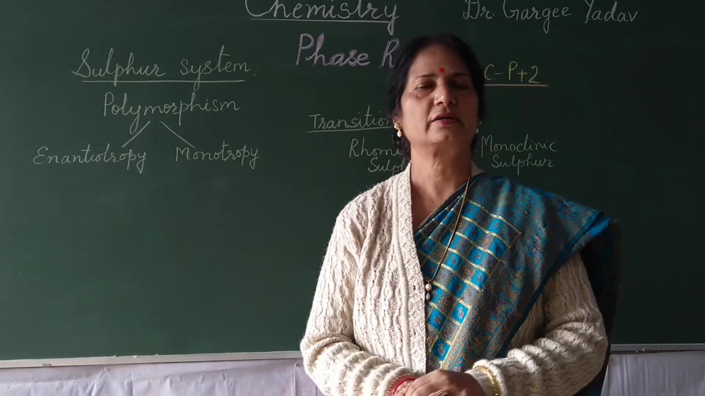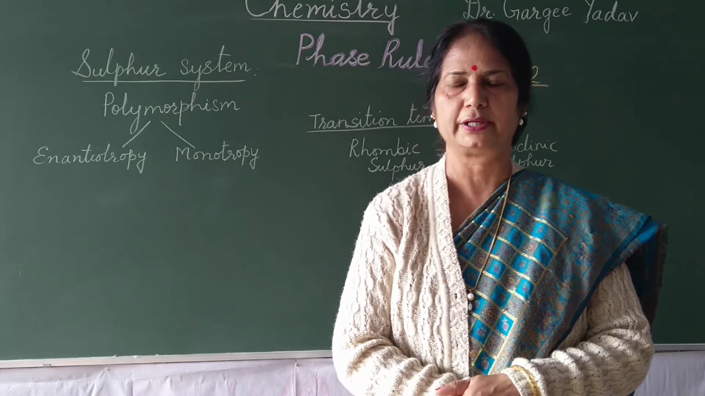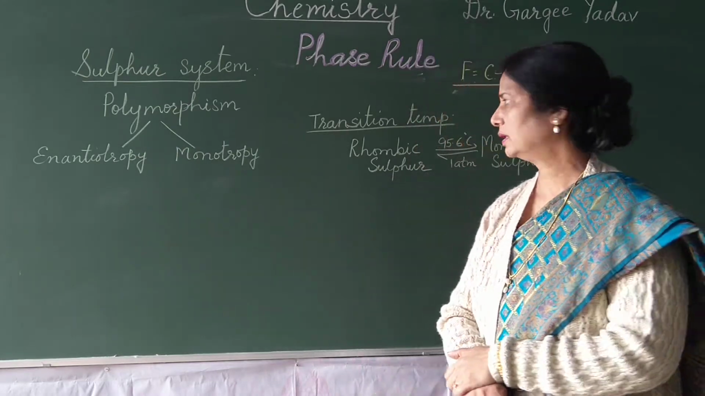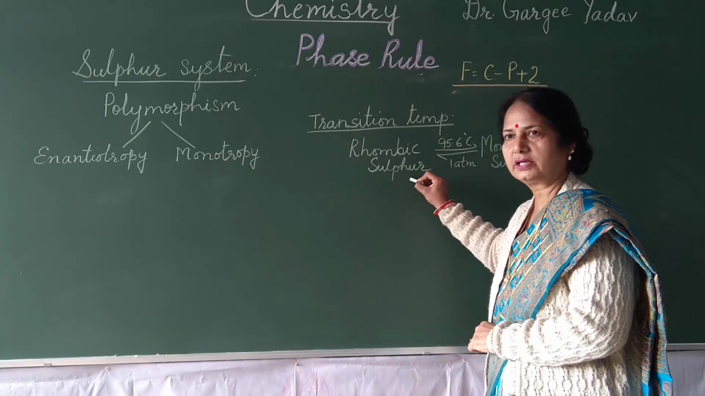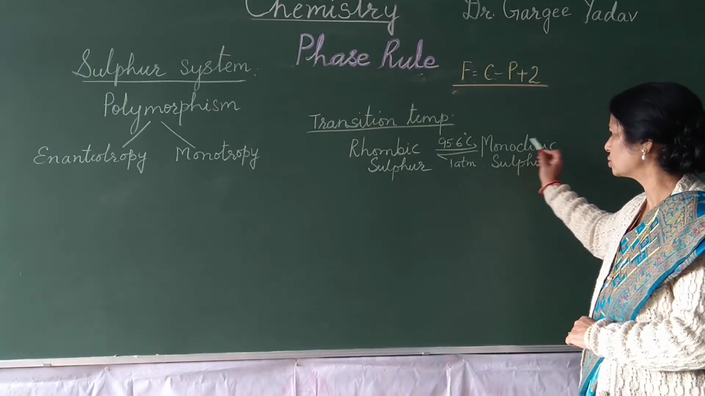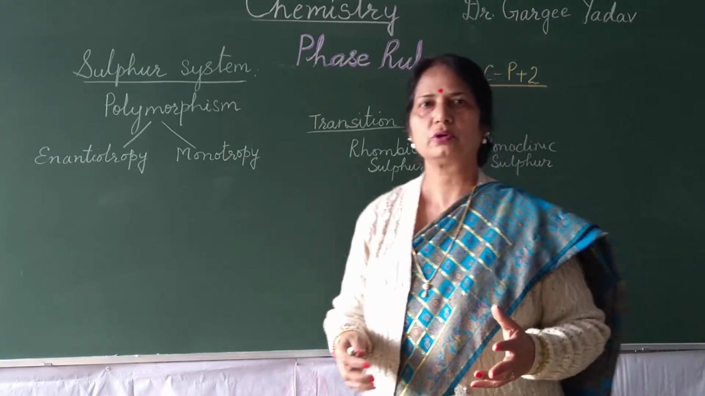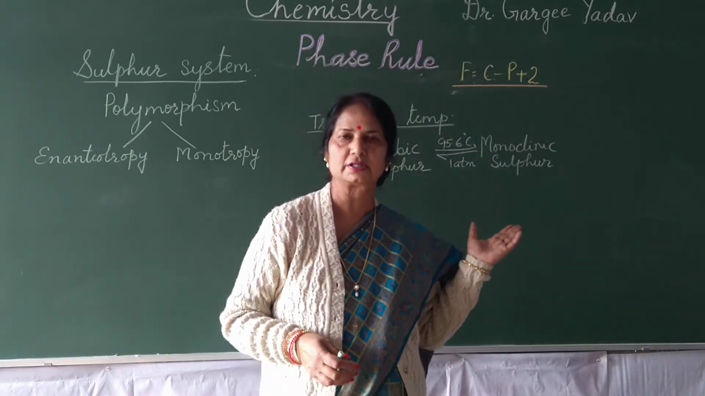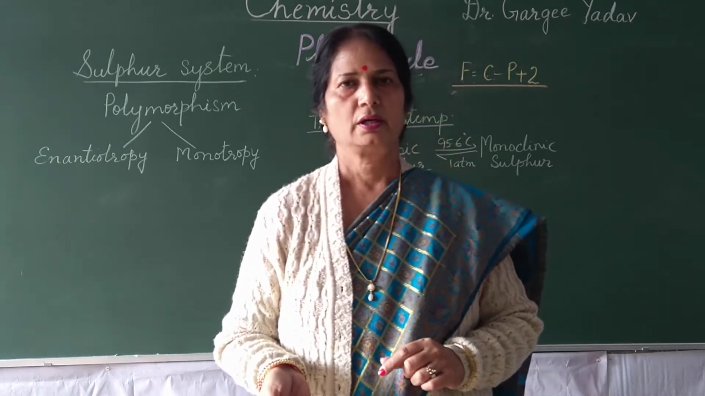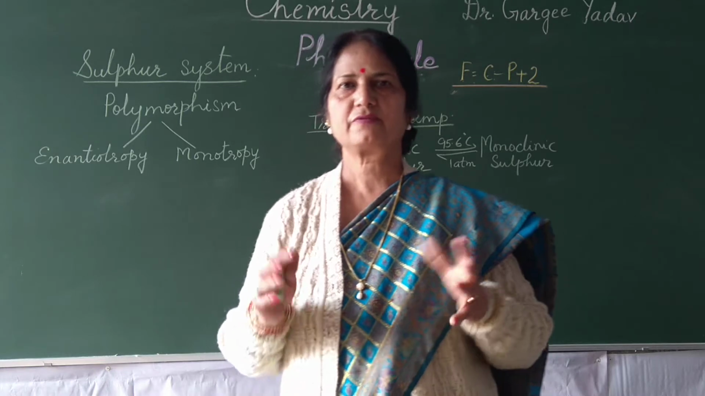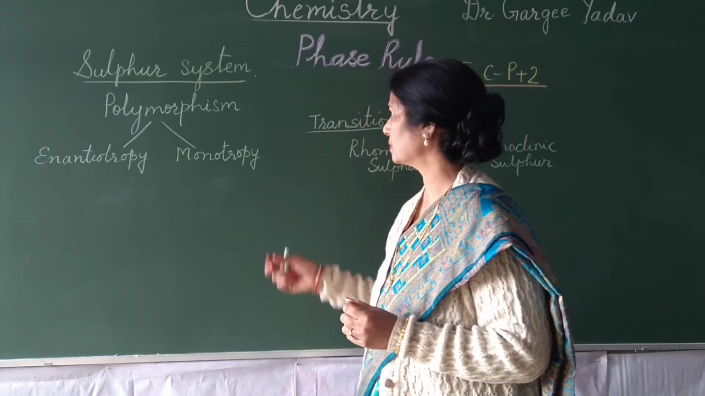As we all know, sulfur exists in two allotropic forms, rhombic sulfur and monoclinic sulfur. At 95.6 degrees centigrade and 1 atmosphere pressure, rhombic sulfur changes to monoclinic sulfur. Similarly, if we cool monoclinic sulfur to 95.6 degrees centigrade at 1 atmosphere pressure, it will change to the rhombic form. This phenomenon is known as polymorphism, and let me tell you something about it.